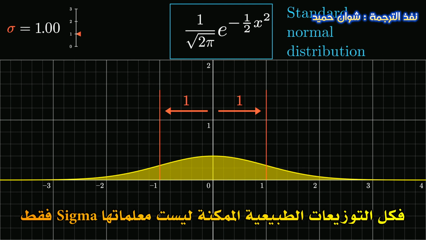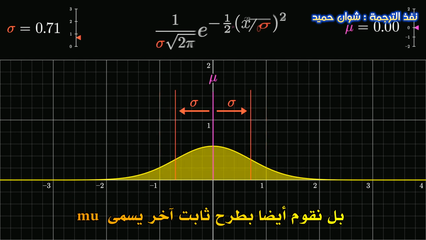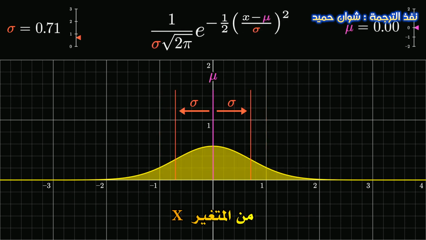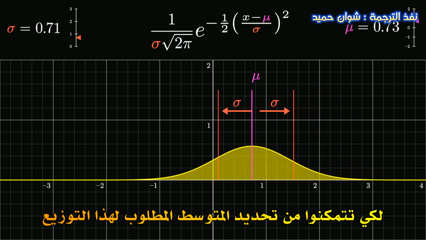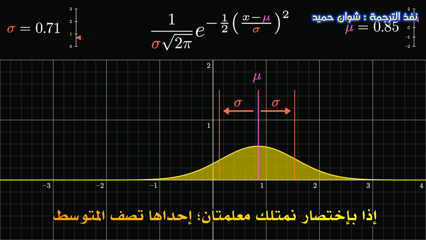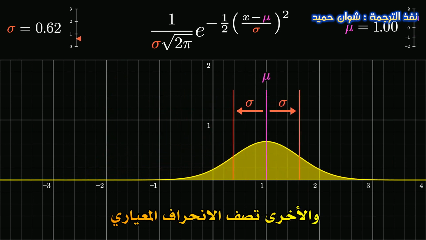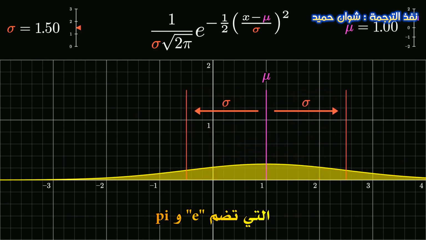And all possible normal distributions are not only parameterized with this value sigma, but we also subtract off another constant mu from the variable x. And this essentially just lets you slide the graph left and right so that you can prescribe the mean of this distribution. So in short, we have two parameters, one describing the mean, one describing the standard deviation, and they're all tied together in this big formula involving an e and a pi.